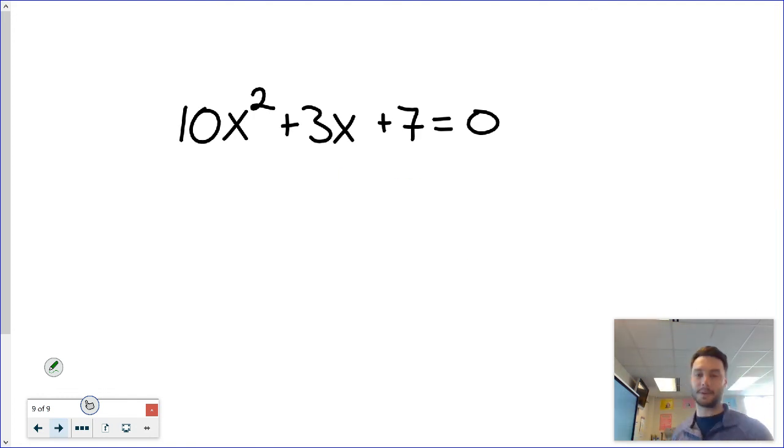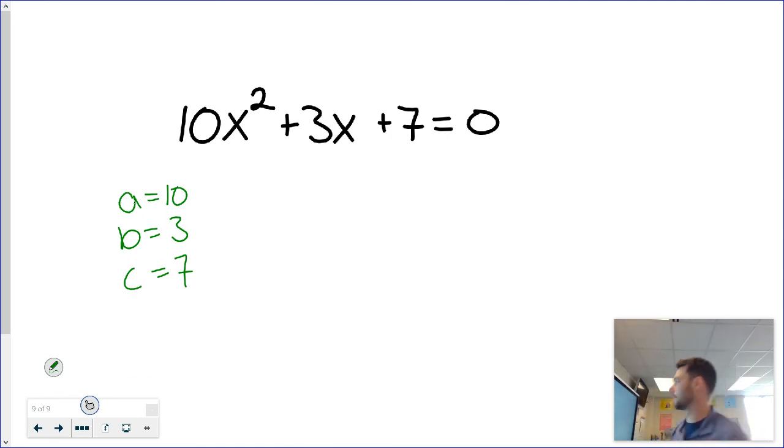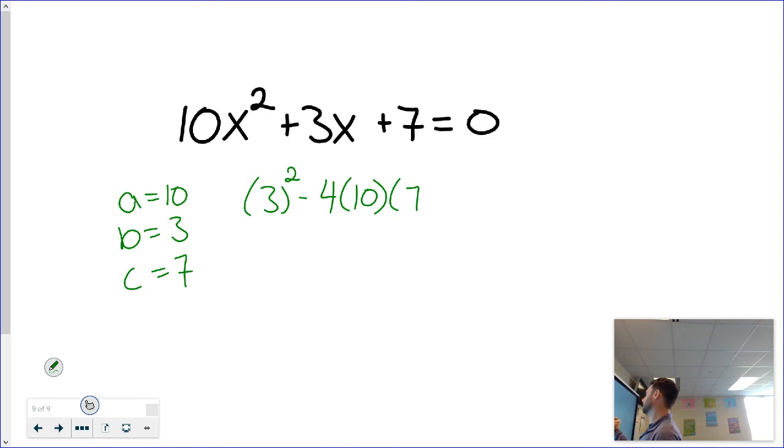Second thing that can happen, or third thing, I guess, is like this. Let's say A is 10, B is 3, and C is 7. We're going to do the same thing. We're going to go through B squared, 3 squared minus 4 times A, which is 10, times C, which is 7. Plug it into your calculator.